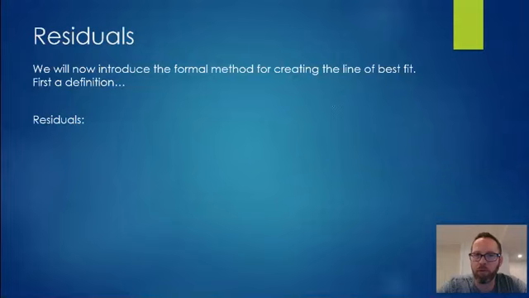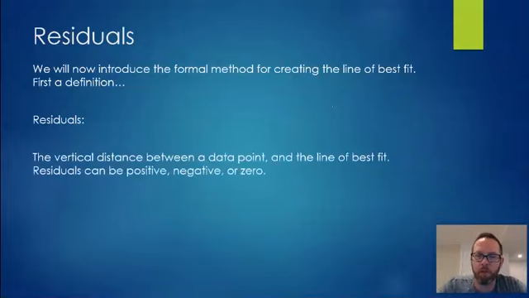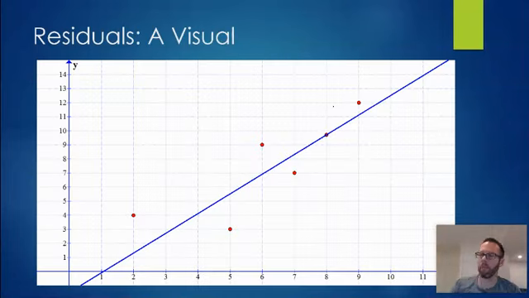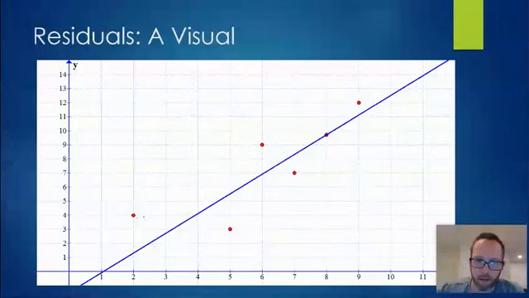That involves residuals. So what are residuals? Residuals are the vertical distance between a data point and the line of best fit. And they can be positive, they can be negative, or they can be zero. So I want to do a little visual here, and I might add to this as we go through some things today. And I'm going to try to be specific about where I draw these labels on my diagram.